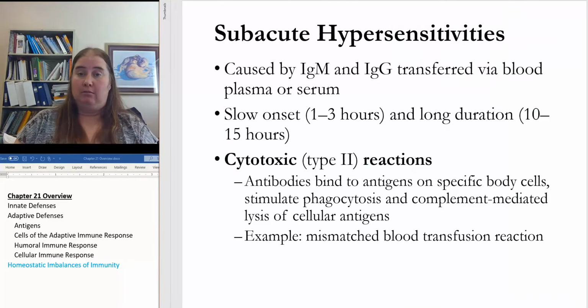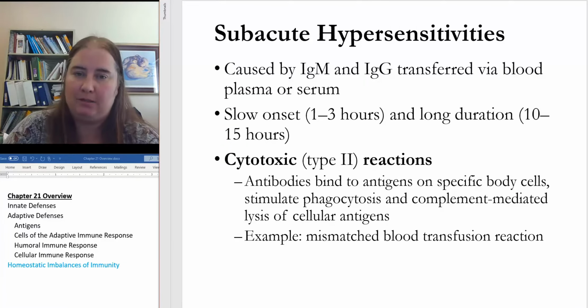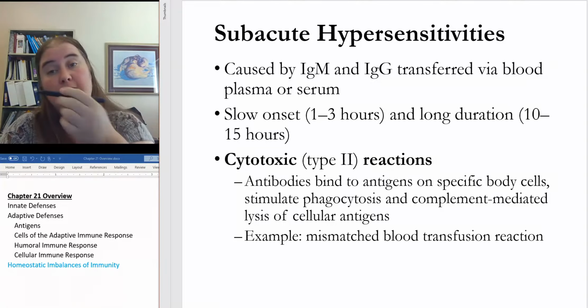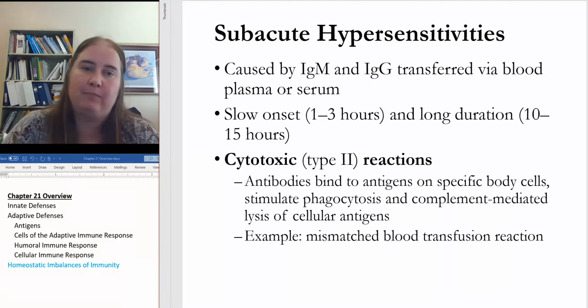Okay. Those are immediate hypersensitivities. We also have subacute hypersensitivities. These are caused by IgMs and IgGs. Immediate, caused by IgEs. Okay. And they're transferred via blood, plasma, or serum. They have a slow onset. This is why they're called subacute. With a fairly long duration, so 10 to 15 hours.